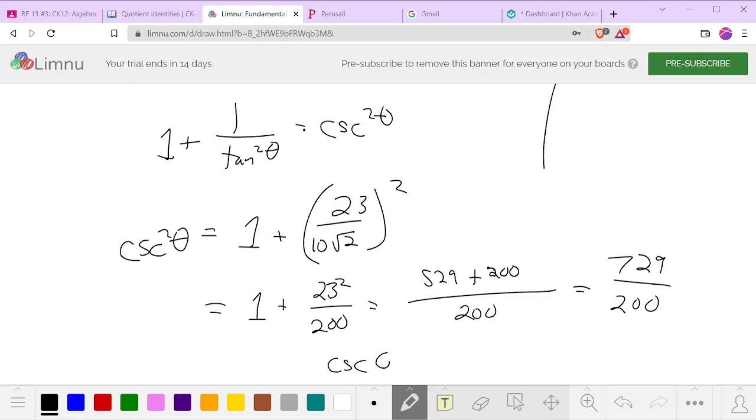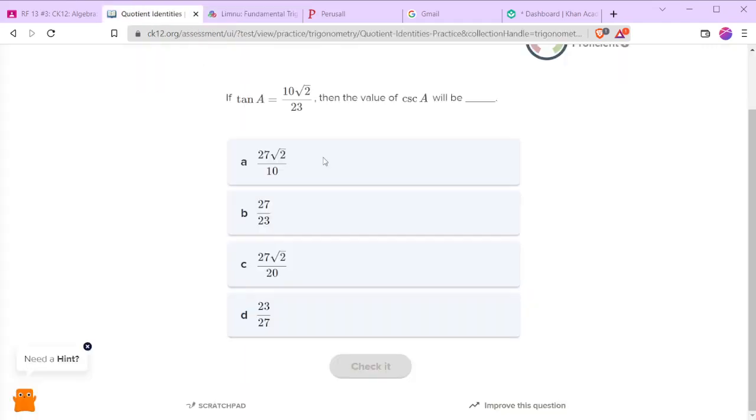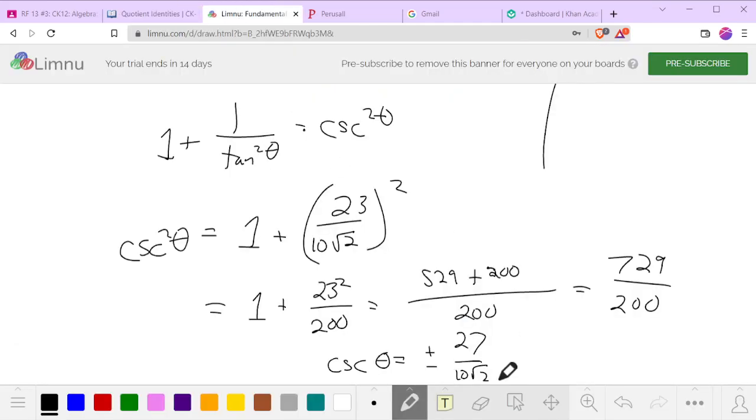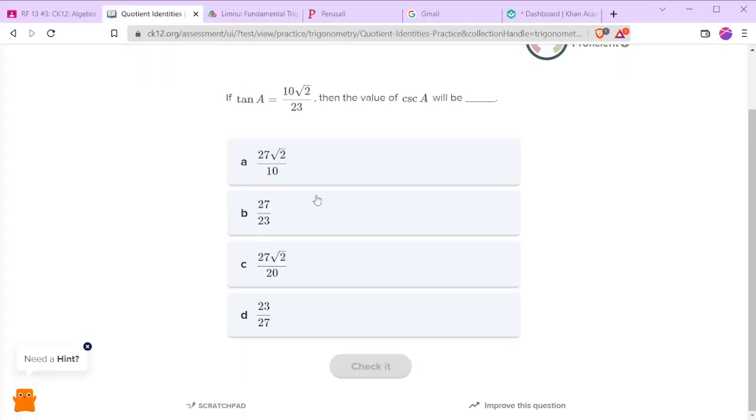So cosecant will be the square root of that. So we don't know if it's positive or negative yet. 729, I believe, is 27 squared. It is. So we have a 27 over 10 root 2. And as we said, it could be positive or negative. Now, the 10 root 2 we had is in the denominator. They have this rationalized. We multiply by root 2 on the top and bottom. That gives us 27 root 2 over 20.